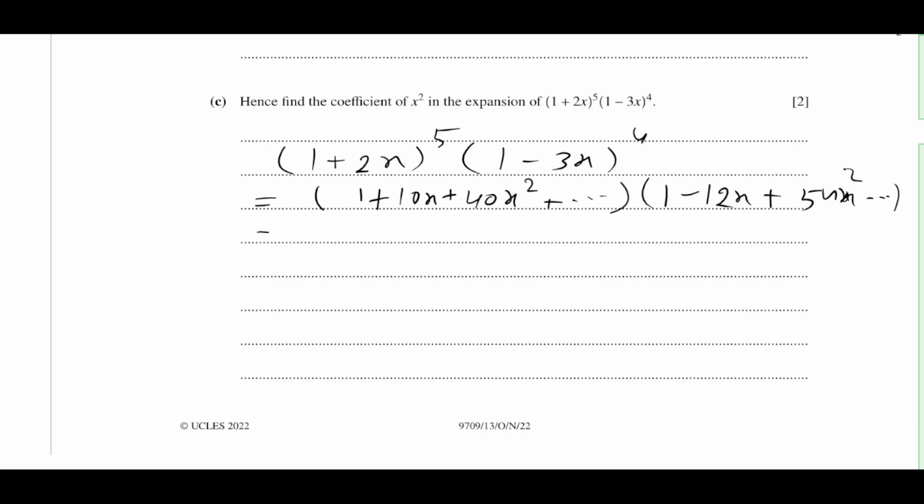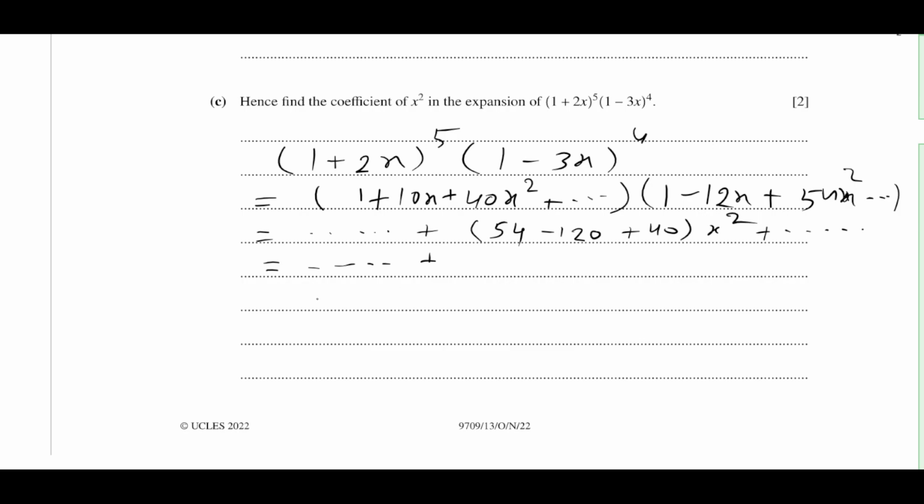Okay, so I have to find the coefficient of x square. Now how will I get x square? 1 into 54, that is 54, then 10x multiplied by minus 12, so minus 120, and 40x square multiplied by 1, so plus 40. So they will give me the square term, right? This is equal to 54 minus 120 plus 40, which is minus 26.